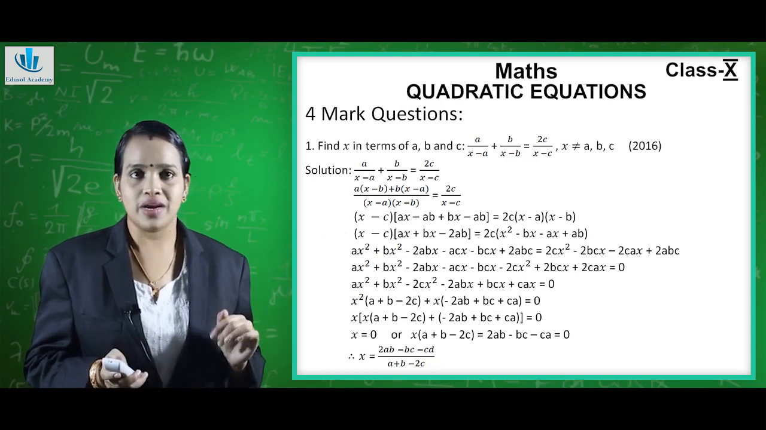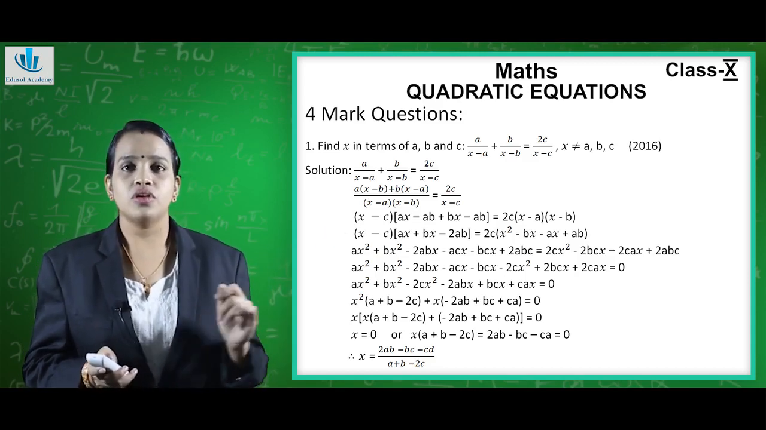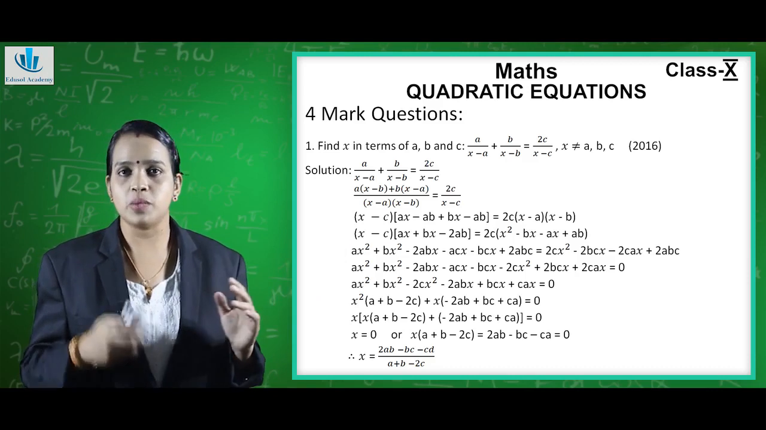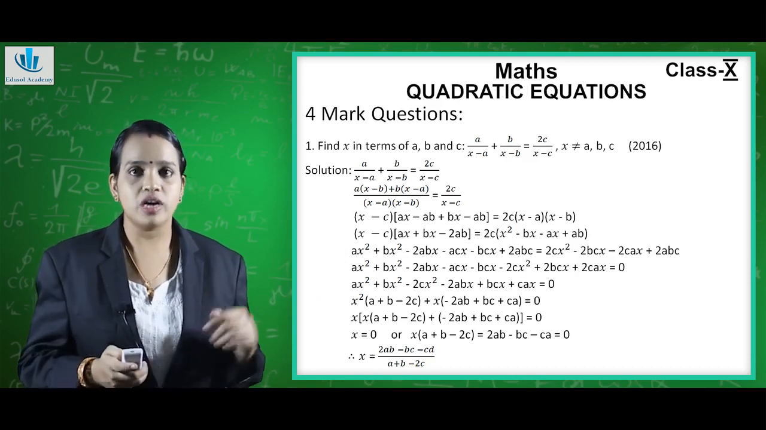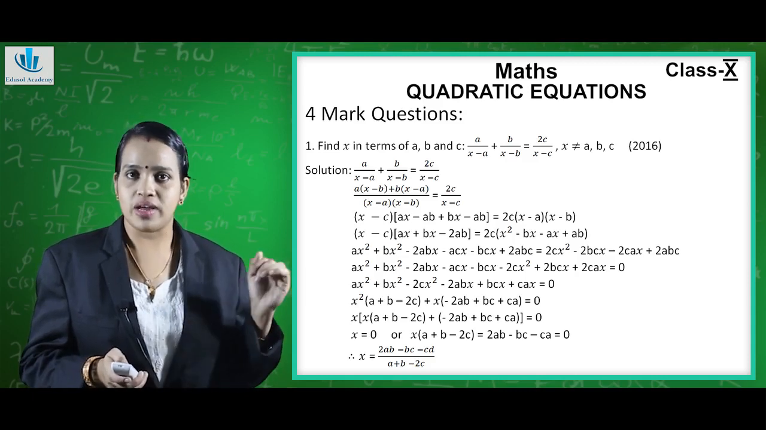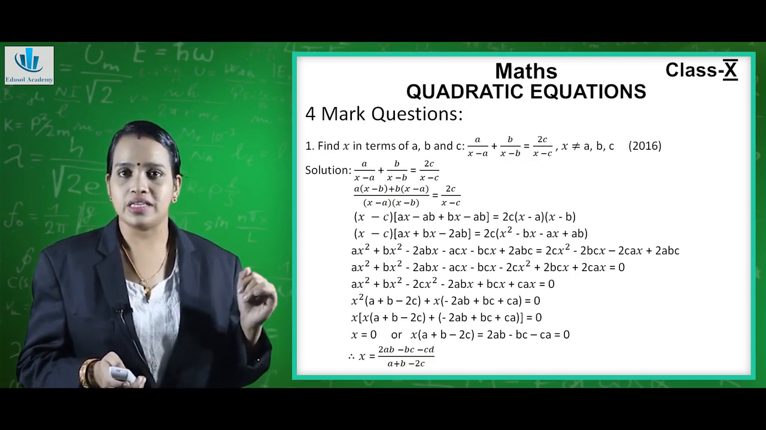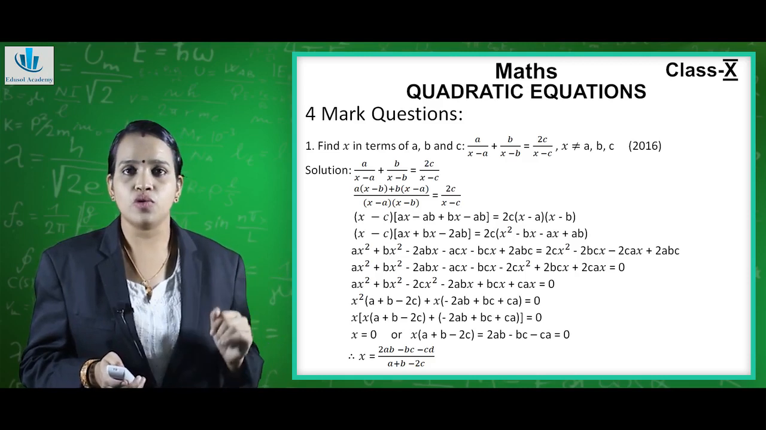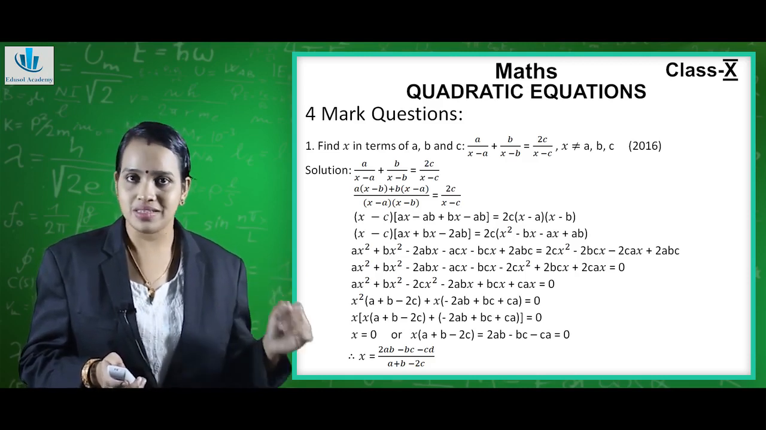Now this question has appeared in the year 2016. So what we will do, first we will cross multiply our left hand side. So it becomes a into x minus b plus b into x minus a upon x minus a into x minus b, which is equal to 2c upon x minus c.